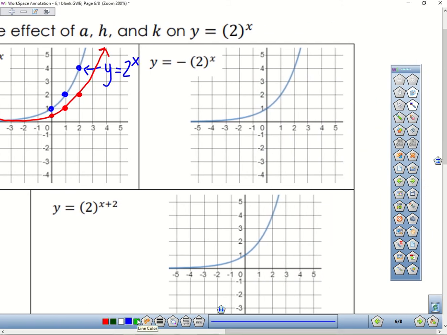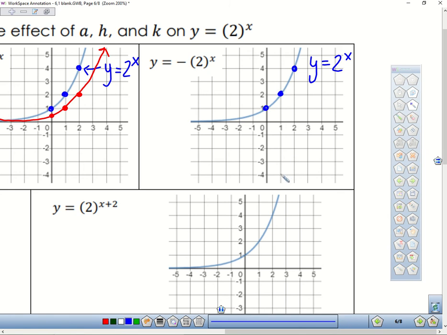We'll start by plotting some points on this one, just picking them out. Usually you want to pick ones that are nice points. And anybody have an idea of what is going to happen to this new graph compared to the old one? Flip. It's a reflection, right? Over which axis? The x-axis. Yep, it's going to flip this way.